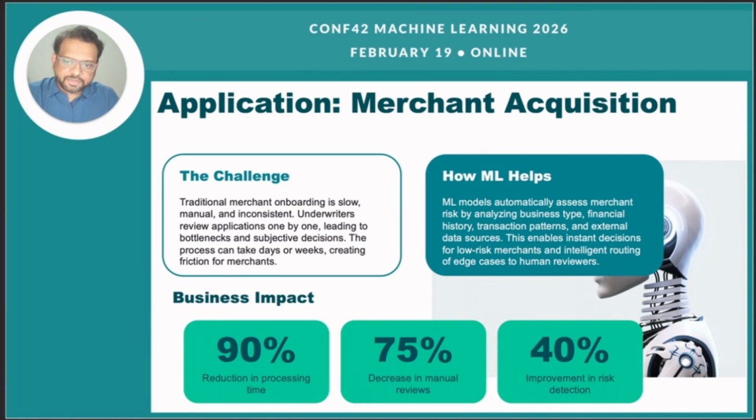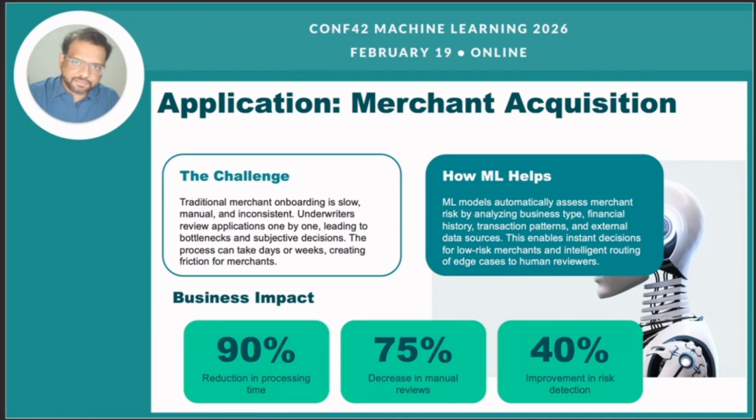Now, how does machine learning fit in here? Machine learning models can automatically assess merchant risk by analyzing a comprehensive set of factors like the business size, the category, the financial history of the merchant, the credit scores, ownership information, transaction patterns for similar merchants, and also some extra sources of data that we can get from online reviews or from public records.